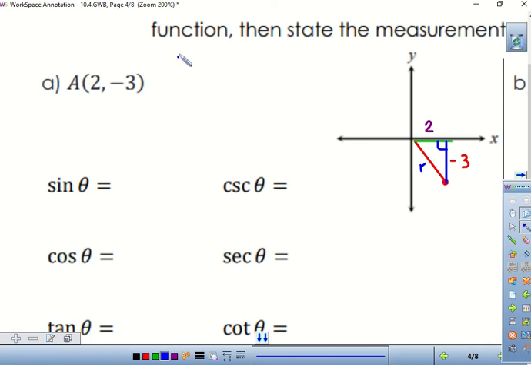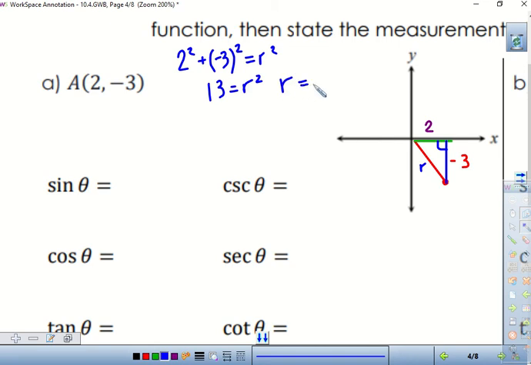Pythagorean theorem, right? So 2 squared plus -3 squared is equal to r squared. This comes out to be 13 is equal to r squared, which means that r is equal to the square root of 13.